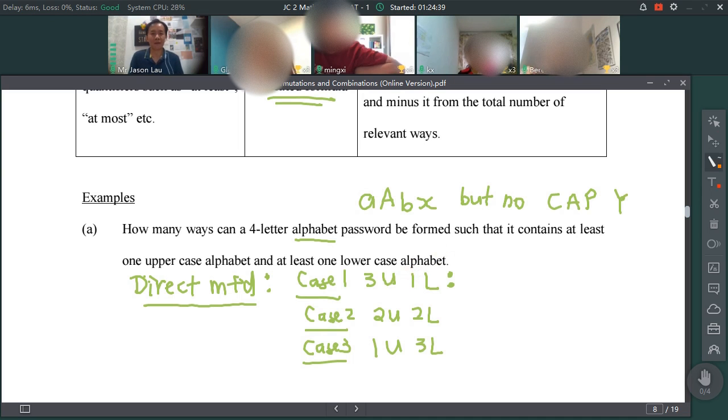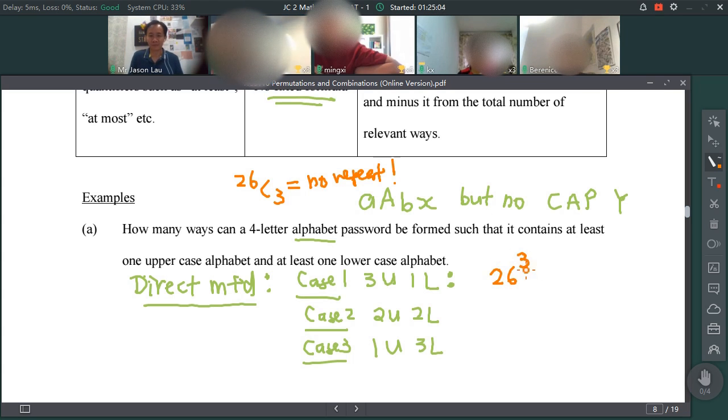First of all, why is it wrong? Once you say 26 choose 3, it's wrong already. Why? The letters can be repeated. They never say cannot repeat. So when you say 26 choose 3, you confirm don't repeat. So it should be 26 power 3 times 26.